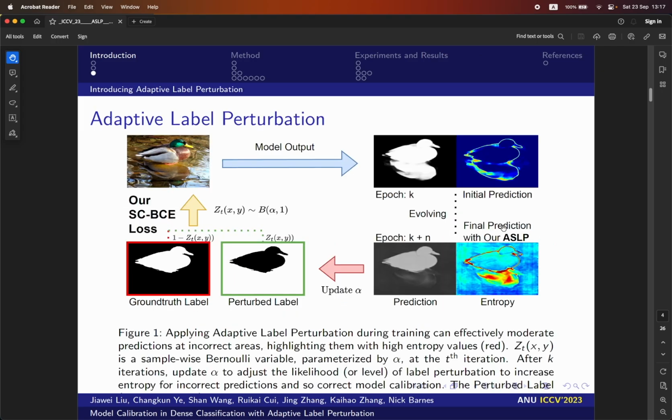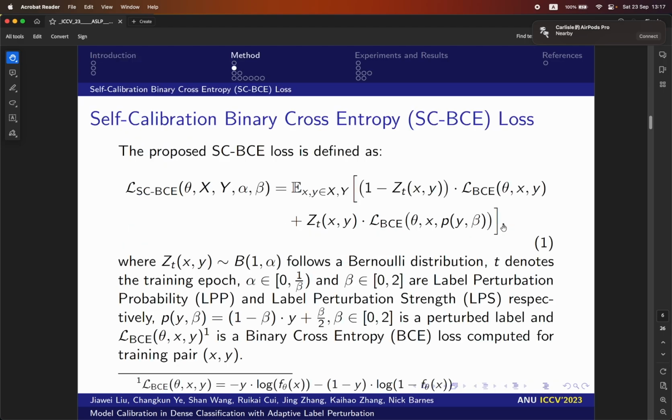We present an adaptive label perturbation method that tunes a per-sample label perturbation scale to calibrate the deep neural network model. In this sample, we use a stochastic version where each training sample is associated with an extra perturbed label, and the label sampling during training follows a Bernoulli distribution whose probability is adjusted per training sample.